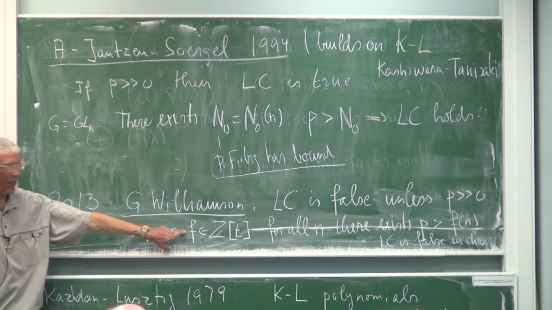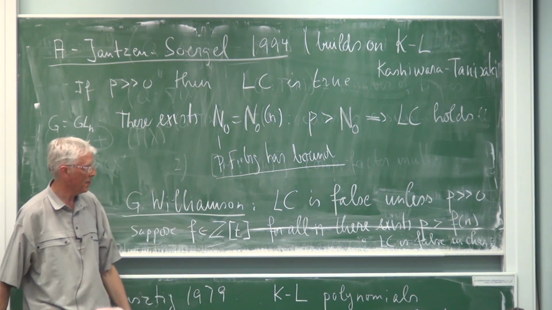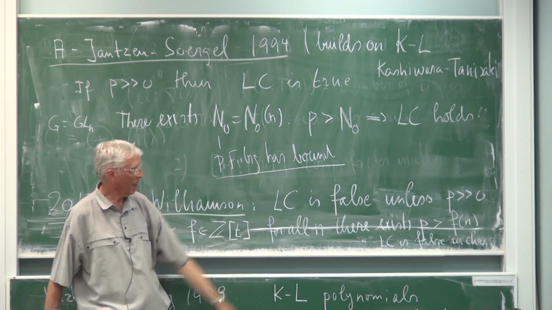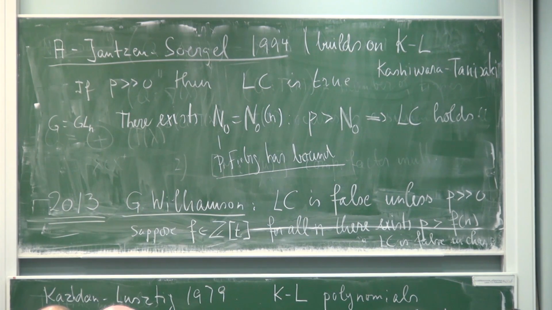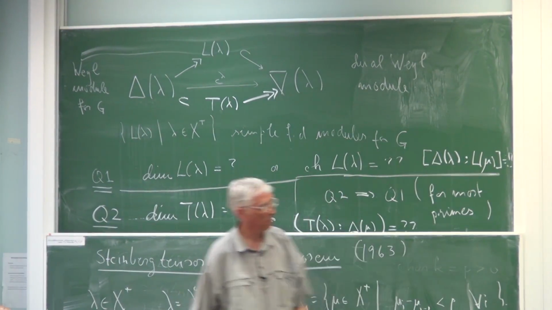So how about taking f to be t to the 1 million? Then it says that there will be primes bigger than 1 million for which Lustig's conjecture fails. So what he did was he constructed a sequence of primes which kept growing, and for the group GLn he could find particular lambdas. So he produced specific lambdas where this conjecture fails.